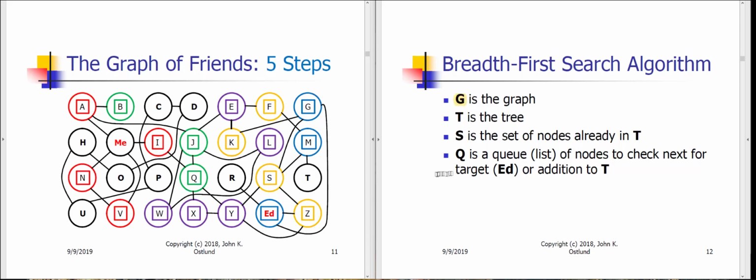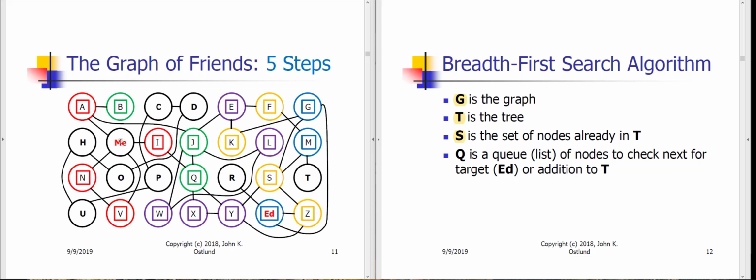First, we're going to have a dictionary, G, which represents this entire graph, and we know how to do that. Then we're going to have T, the tree starting from me and working outward from me. Now, once we have visited someone in this network, there's no point in revisiting that same person again. So we're going to keep track of a set of nodes that are already in the tree.